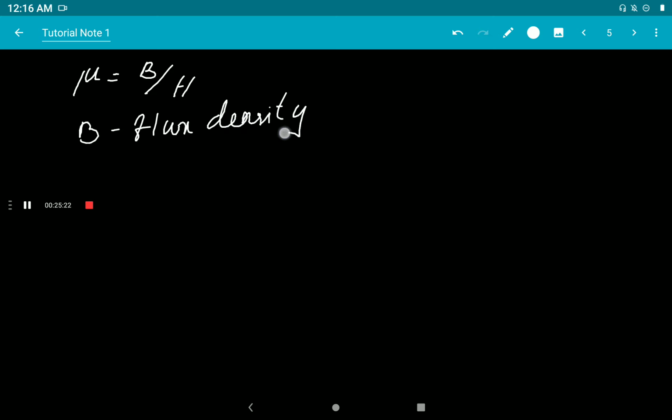Now we have to consider the unit of this equation. The unit of permeability can be calculated in Henry per meter. I will just explain how it is produced. Mu, we have already told, is B by H. It's just concepts, you should know what these terms are. B is the flux density here, and the unit is Weber per meter square.